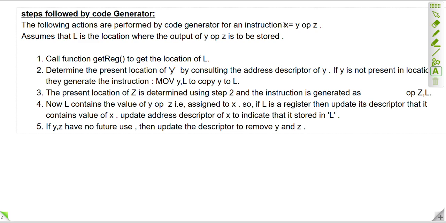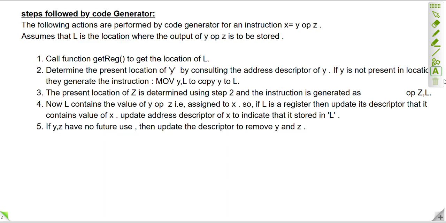Let us consider an instruction L = Y OP Z, and assume that L is the location where the output of Y OP Z is to be stored. Here Y is an operand, Z is also an operand, and OP is the operator. The first step: we call the getreg function to get the location of L. Then we determine the present location of Y by consulting the address descriptor of Y. As we know, the address descriptor keeps track of where the variables are stored, so by the address descriptor we get the location of Y.